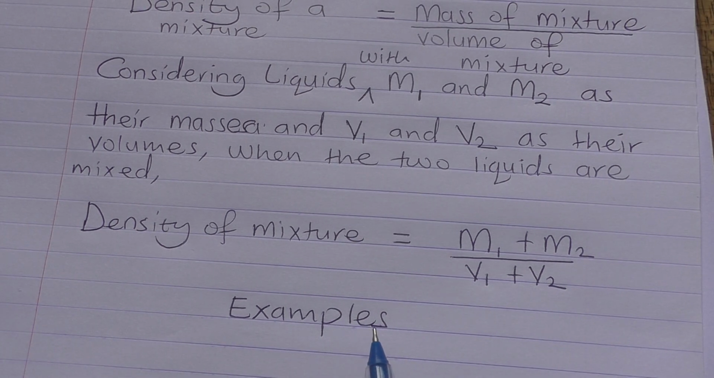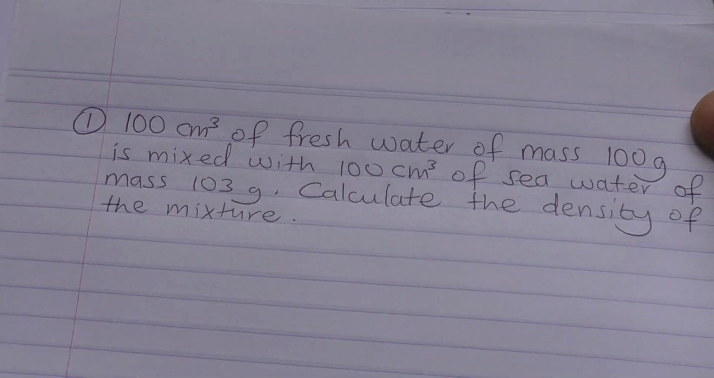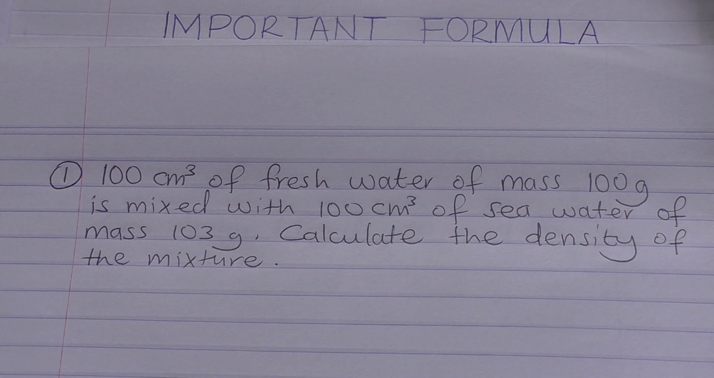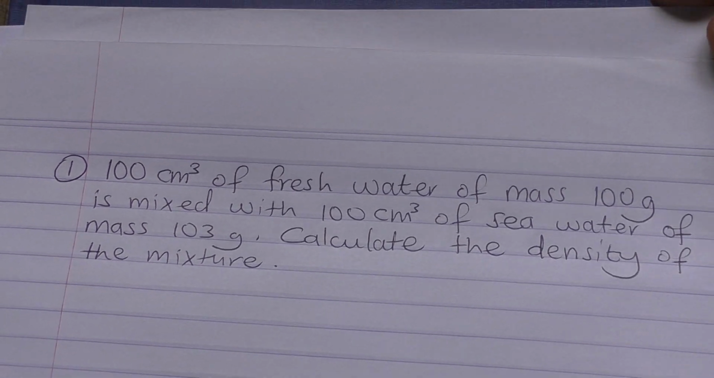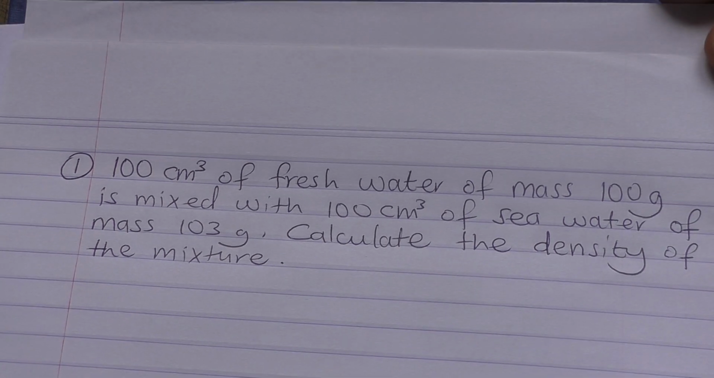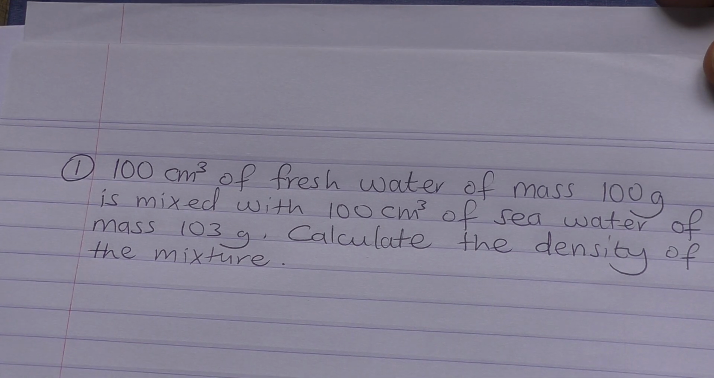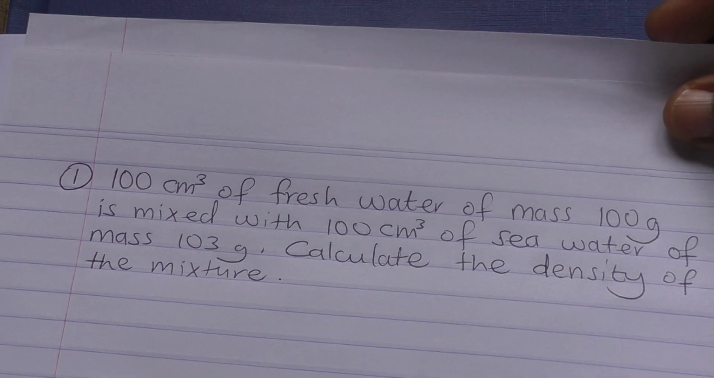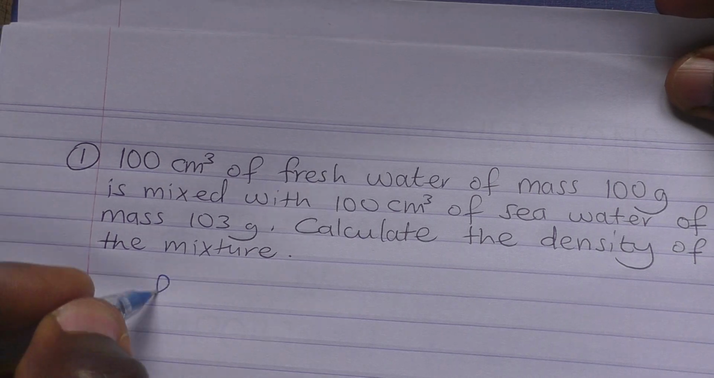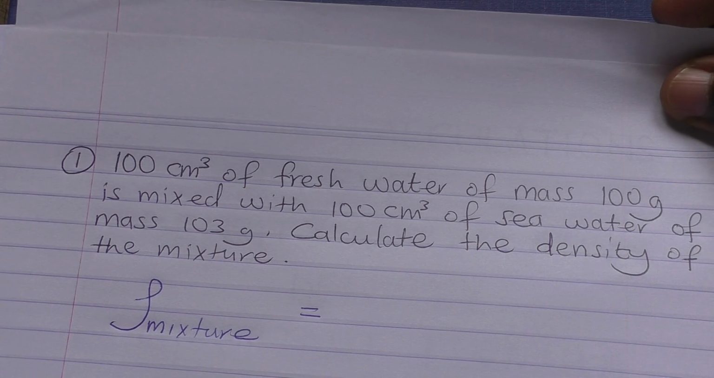Let's have an example on how we work out such problems. Number one says: 100 cubic centimeters of fresh water of mass 100 grams is mixed with 100 cubic centimeters of seawater of mass 103 grams. They want us to calculate the density of the mixture. Now, we've seen that the density of a mixture is given as it was.